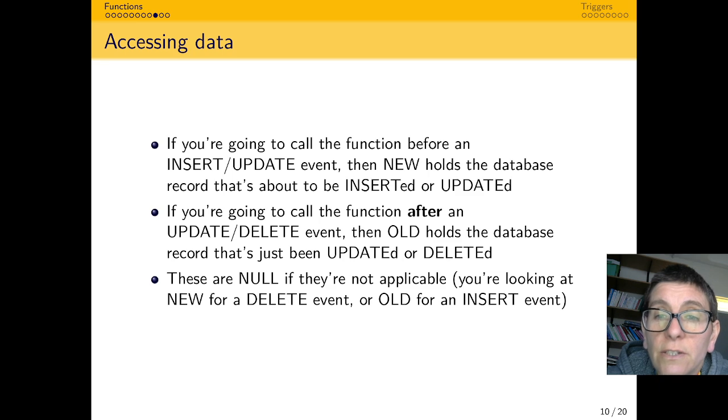If you're going to do something after a delete or an update, then the variable old holds the things that have just been deleted or just been updated. So that's a record of what used to be in the table. The new holds what's going to be in the table after the query's run. The old holds what was in the table before the query was run. So there's a null value returned if you're looking at new for a delete event, or if you're looking at old for an insert event.